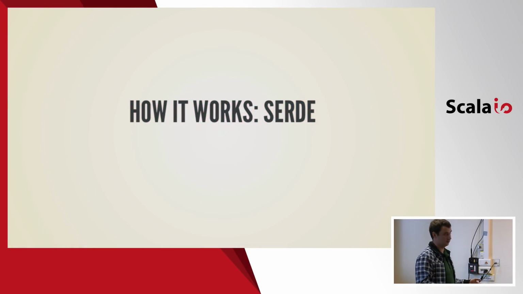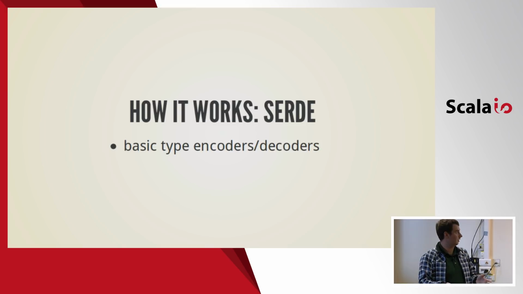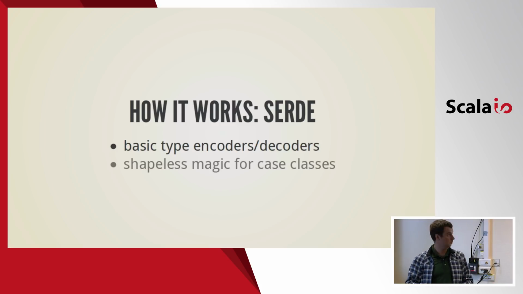So for the serialization, how can we dump our case class to an array of bytes? It works like everyone does: we have a type class for basic types like integers, strings, and so on. And if you have a case class, you just use Shapeless. Why not? Everyone uses Shapeless. Everyone likes it, most probably.